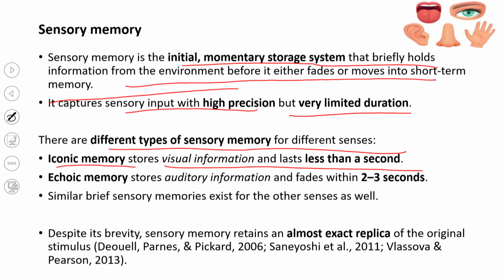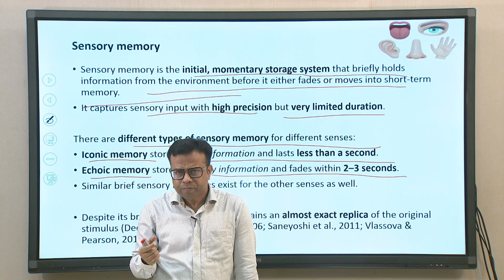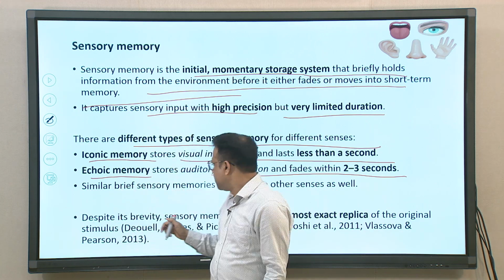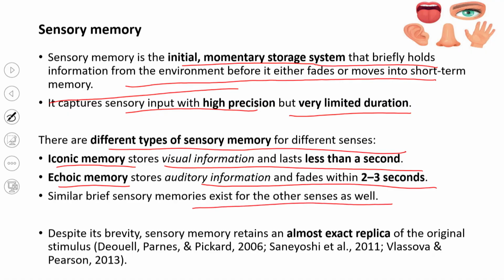Whatever we see through the eyes, if you do not process it further, will only stay for maybe 1 second or less than a second. Then comes echoic memory, which stores auditory information and fades within 2-3 seconds. Auditory information lasts a little longer, whatever we hear stays for 2-3 seconds. Similarly, brief sensory memories exist for other senses as well. Whatever we smell, whatever we touch, there also the information stays only for a brief moment of time.